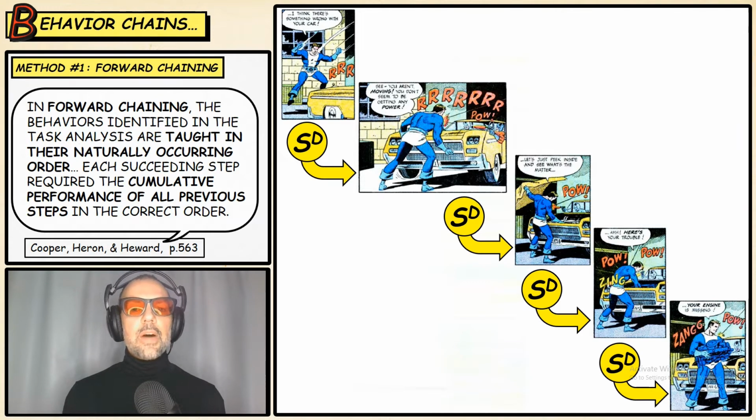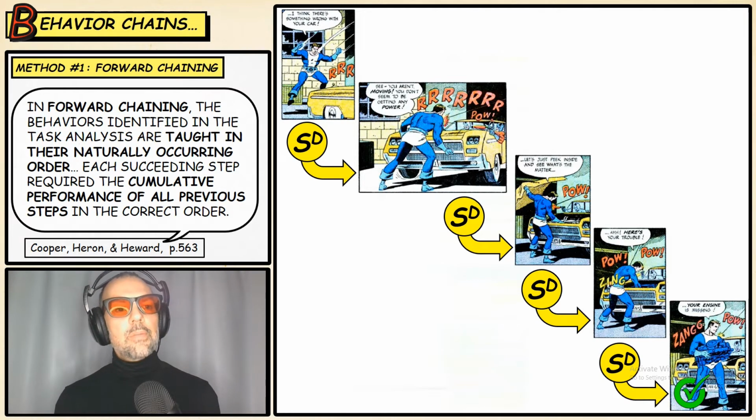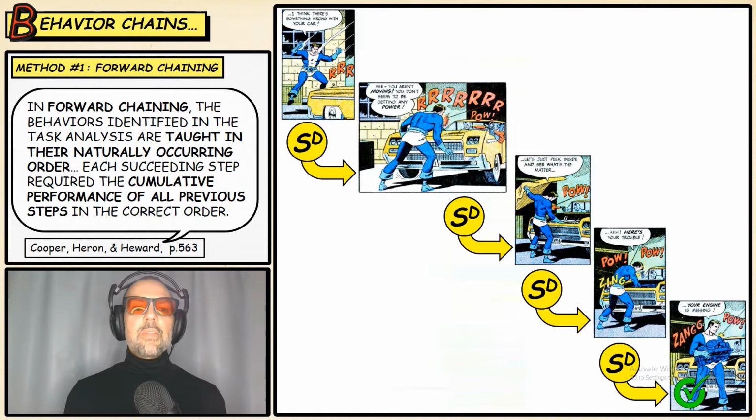before we train them on step number 5. And then finally, when they get that correct, they get reinforced. And when they reach criterion behavior on that terminal behavior, step number 5, they then have learned the entire chain. So that is forward chaining.